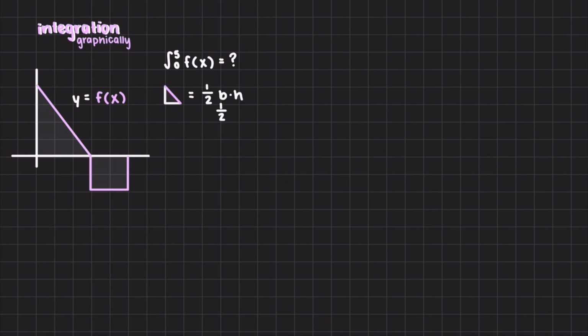Well, the area of a triangle is 1/2 base times height. So we have 1/2, the base looks like it's 3, and the height looks like it's 4. So that's going to be equal to 1/2 times 12, which is just 6. So now we move on to this little square here.